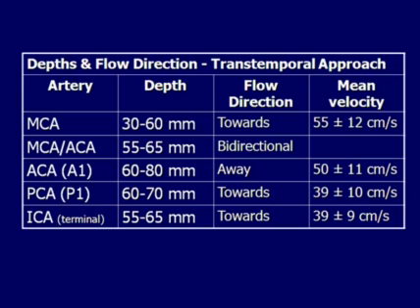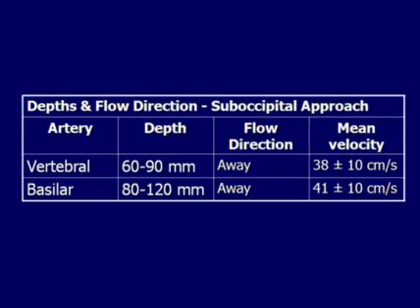You can see from a transtemporal approach, the middle cerebral is going to be the most shallow at a depth somewhere between 30 and 60 millimeters. As we go a little bit deeper, we'll come to the junction of the middle cerebral and anterior cerebral. A little bit deeper, we'll see just the anterior cerebral, and again, if we pivot back towards the back part of the brain, we'll pick up the posterior cerebral.